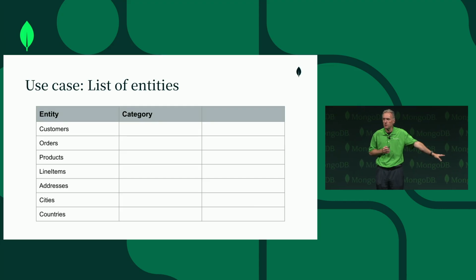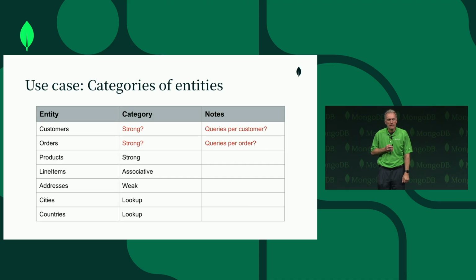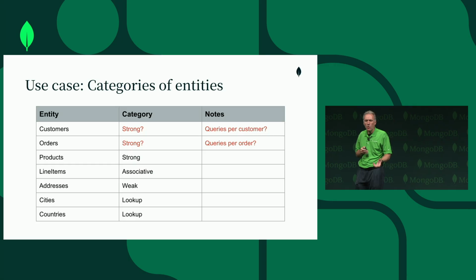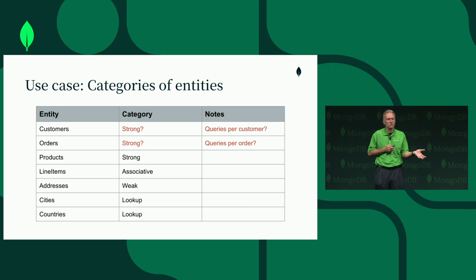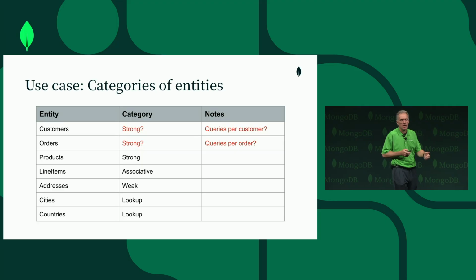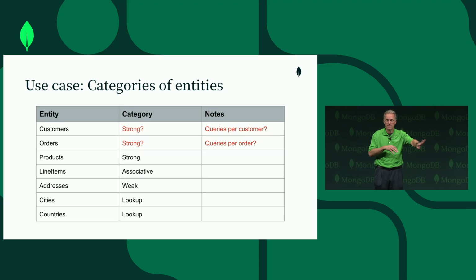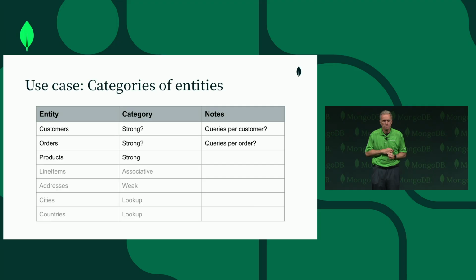Okay, so going back to our little example of the universal case, we list our entities, then we list the categories. What we have at this point is it may not be clear if our system is working principally with customers or orders or both, so we're going to just put a question mark on those. The other ones, product, yeah, we're making a lot of queries, so it's going to be strong. Line items is our associative. Addresses don't make much sense by themselves. They're going to be embedded, because they're a weak entity.